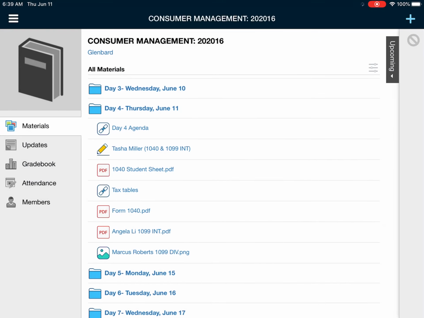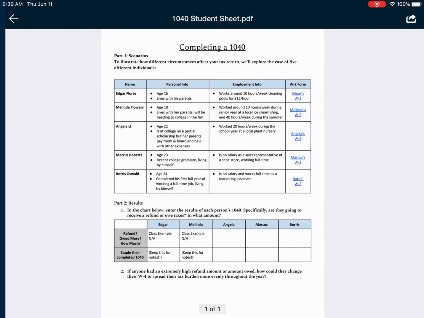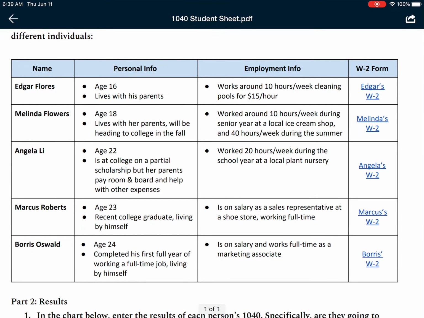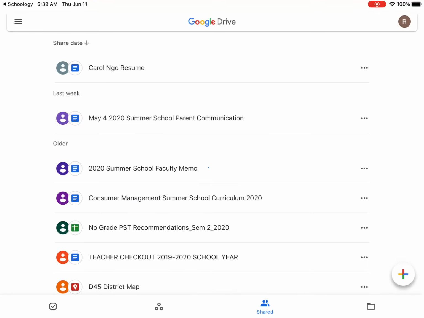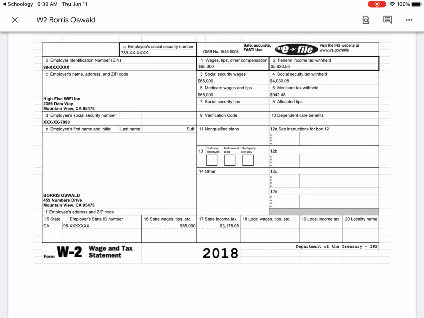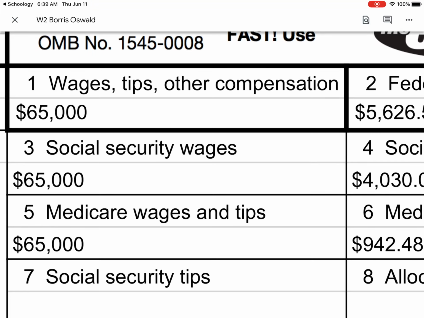So let's look at a W-2 real quick. All the W-2s will be in the student sheet here, and they're all on the side. Let's just look at Boris's W-2. You're not going to have to do Boris, but let's just look at Boris. This is Boris's W-2.